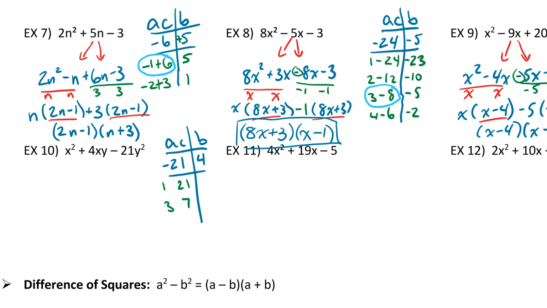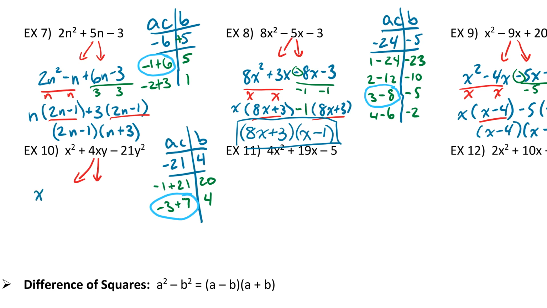So b is positive, which means we want to keep the bigger numbers positive, but AC is negative. So if AC is negative, that means we need to have opposite signs. So if the bigger is positive, the smaller is going to be negative. And then add them up. So negative 1 plus 21 would be 20. Negative 3 plus 7 would be 4. So negative 3 and 7 are the ones that we want. And we can split b into those.